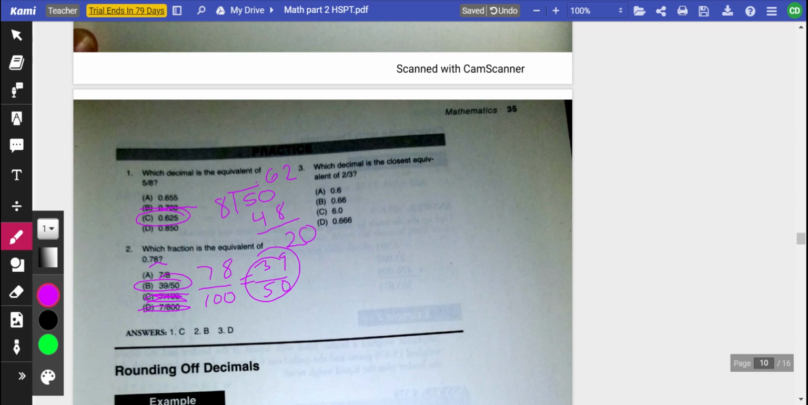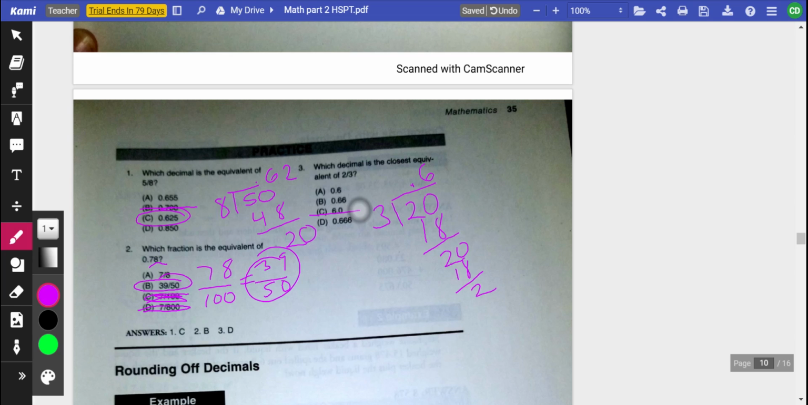Then this one asks me, which decimal is the closest equivalent to 2/3? Well, let's double check. 3 outside the box, 2 inside the box. I'm going to put my decimal down and I'm going to put my 0 and then I can divide. 3 goes into 20, 6 times for 18. And I get a leftover 2. So I know it's going to go 0.66, right? I'm going to get 20, again, 18. I'm going to keep going over and over.